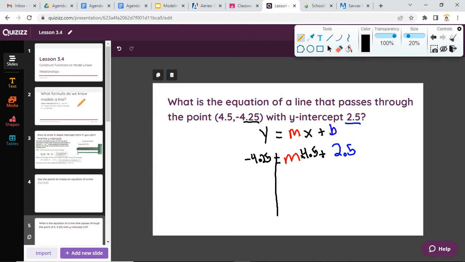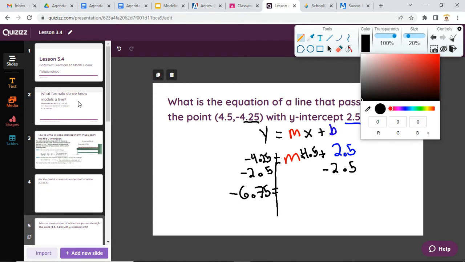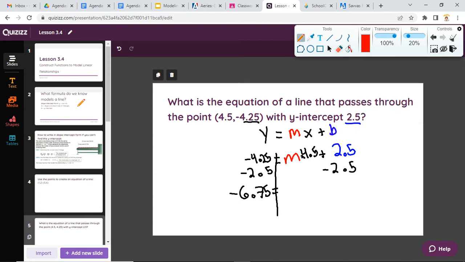All right, first thing we need to do is our opposite operations. The opposite of adding 2.5 is subtracting 2.5. So I'll subtract 2.5 from both sides. Negative 4.25 minus 2.5 will give me negative 6.75 is equal to m times 4.5.